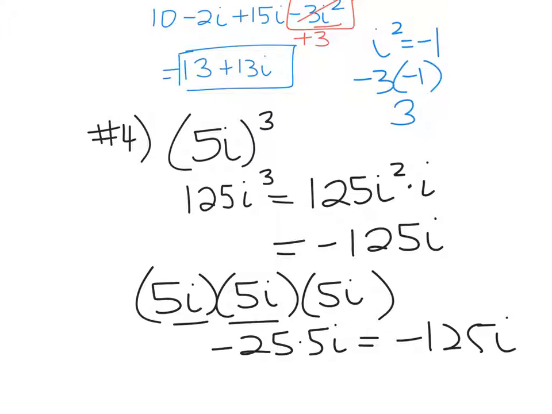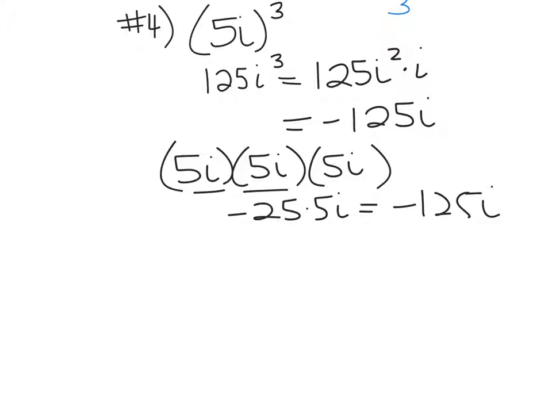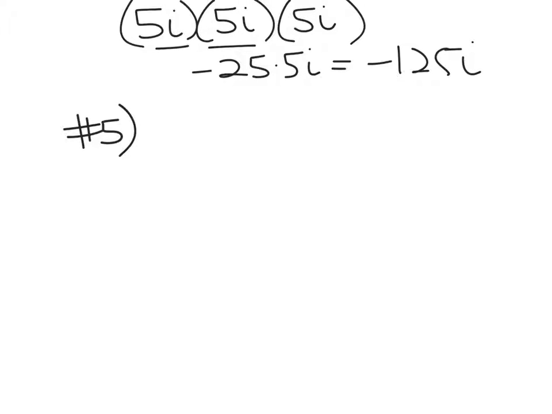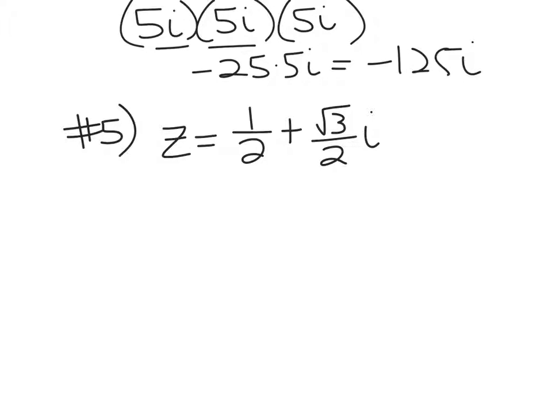Now we're going to do the problem that in first period they said I ruined their day. Here we go, number 5. Suppose that we are told that z is equal to 1/2 plus root 3 over 2 i. Not only do I have fractions, I have radicals in a complex number. Why would you do that? Because it's awesome. We're going to find out what z squared is, and then we're going to find out what z cubed is.